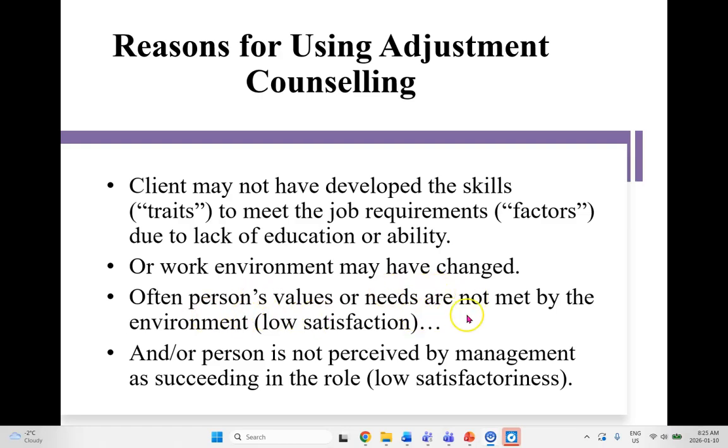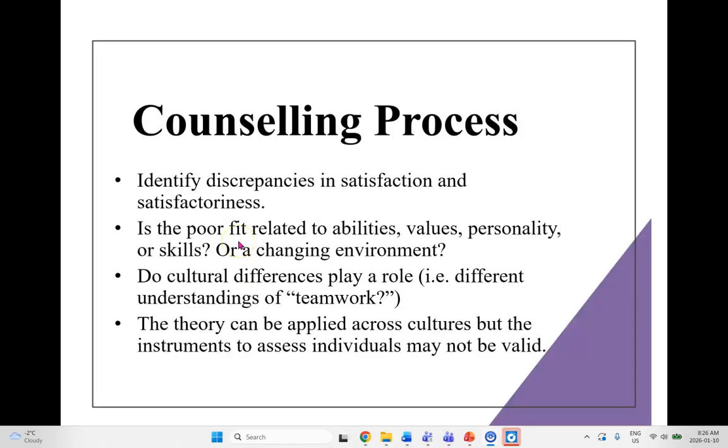Often the person's values or needs are not being met by the work environment, so they have low satisfaction. So if someone is coming to you, not happy with their work and wants to find a new job, there may be something about their values or needs that is not being satisfied. Or the person is not perceived by management as succeeding in the role, so they have low satisfactoriness. In other words, I really like my job, but my manager is always on my case and doesn't seem to be happy with the work that I'm doing. So you want to try and unpack what that might be about. And maybe it is the manager, or maybe it is the worker, or maybe it's a combination of the two.